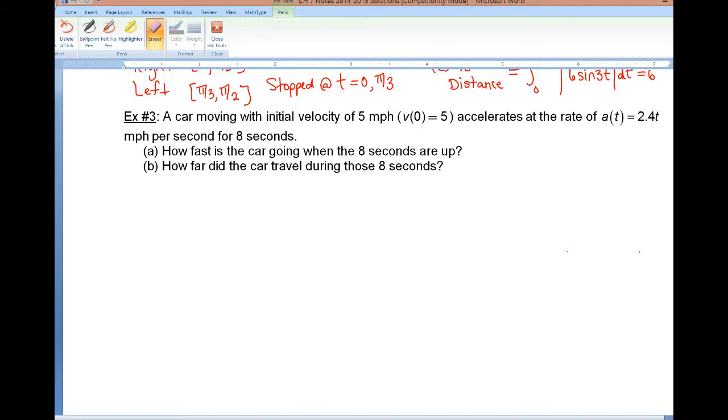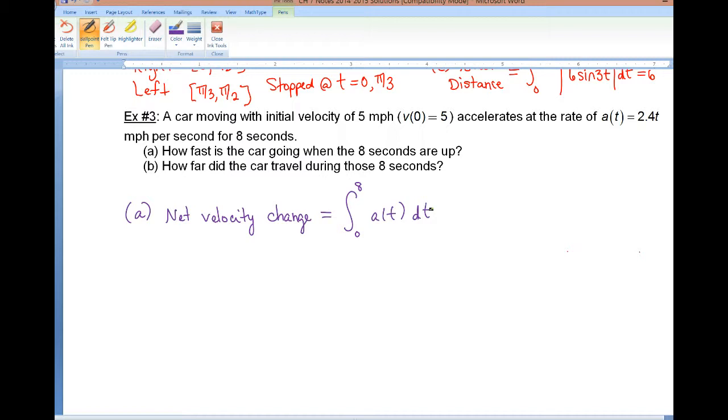So for part A, we want the net velocity change, basically, which is going to be the integral from 0 to 8 of a of t dt. Okay? Does that make sense?